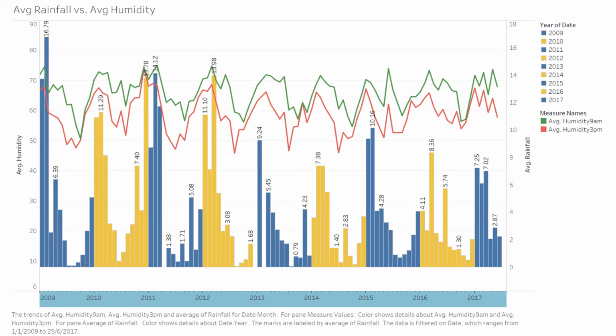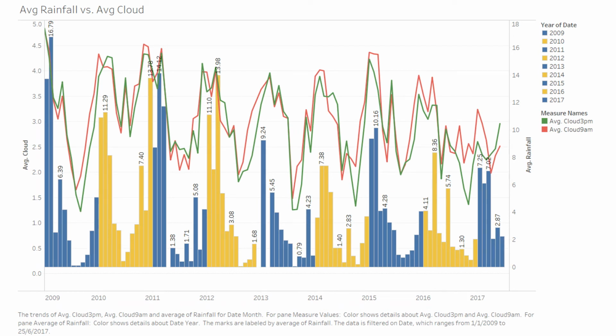In this visualization, we can observe the trend of average humidity percentage at 9 a.m., line in green color, and 3 p.m., line in red color. Both lines are superimposed on the average rainfall bar chart, which shows the monthly average rainfall from 2009 to 2017. When the humidity increases, the average rainfall also increases. In contrast, when the humidity drops, rainfall decreases. We can say that humidity is another major factor that causes rainfall.